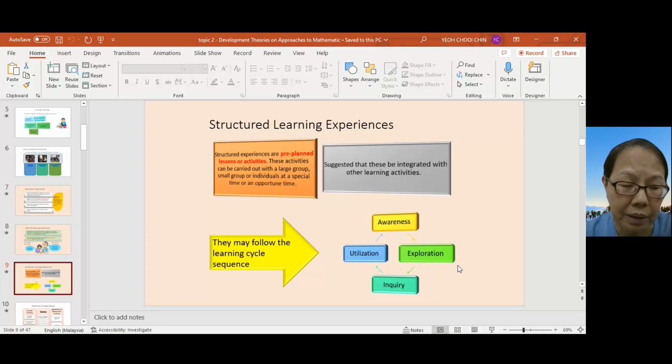In learning mathematics, realizing it or not, there is always a main focus, and without realizing it we have integrated learning together. Again, they will follow this cycle. They start from awareness. They suddenly realize, oh, I can count, for example, and then they start to explore, finding out more things. Once they find out things, they start to ask more questions, and once they understand it, they start to make use of it, utilize it. That is the cycle of the learning sequence.